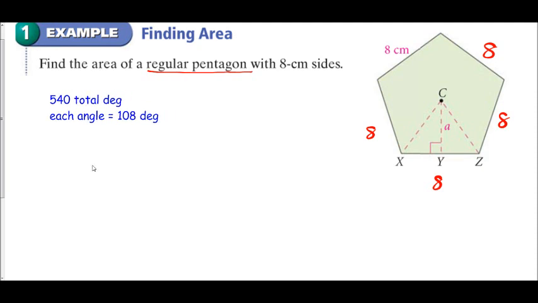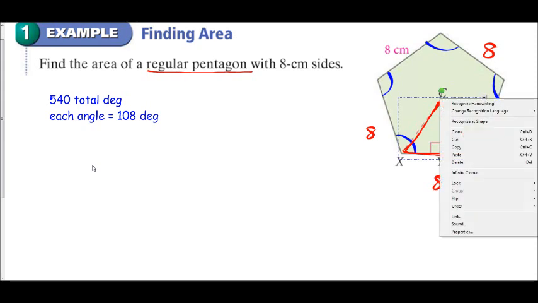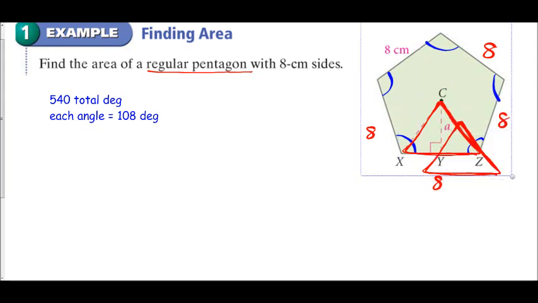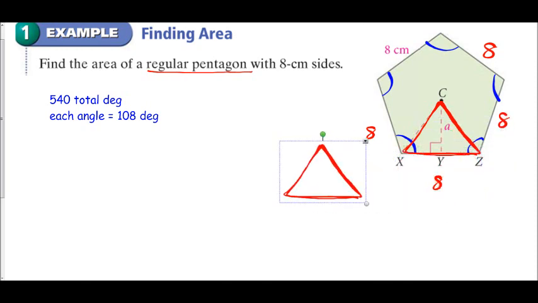So each angle is 108 degrees. We're in pretty good shape. We understand what's going on here. These are all congruent, so every one of those is 108. The next thing I really want to stress is to take this triangle and focus on it. I'm going to trace it a couple times, and to prove it's the same triangle, I'm going to copy paste it and move it over here. I'm having some trouble with my touch screen, but there we go.